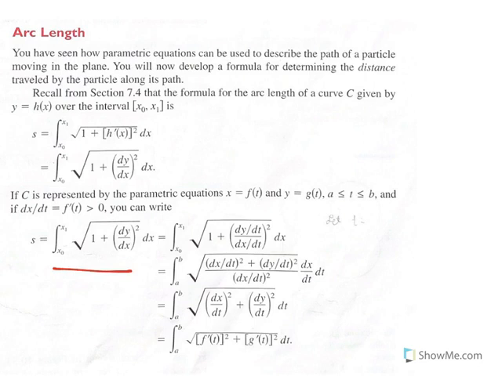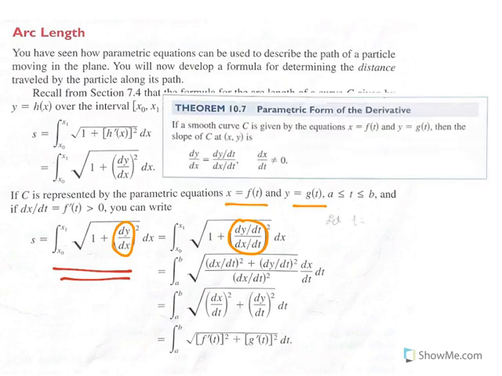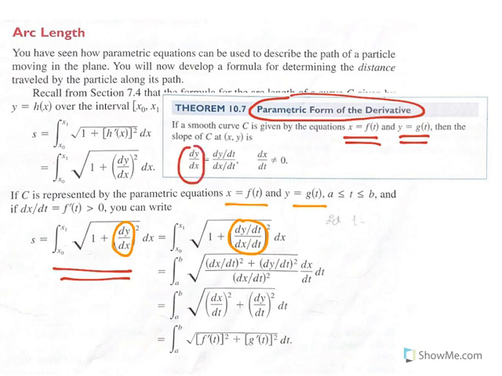So we begin here with what we had in section 7.4, and the first substitution that we make is for dy/dx. How do you find dy/dx when you have a set of parametric equations? Yesterday we learned the parametric form of the derivative. If a smooth curve C is given by the equations x equals f of t and y equals g of t, then the slope of the curve at the point (x, y) is given by dy/dx, which is dy/dt divided by dx/dt. So we make our first substitution using theorem 10.7 from yesterday.